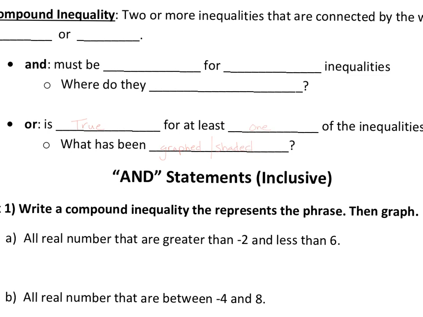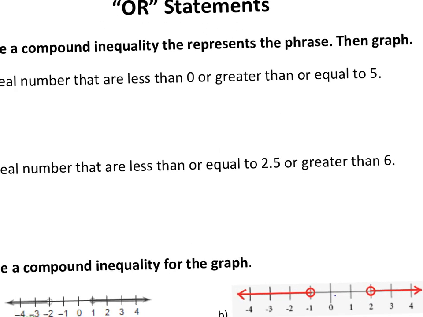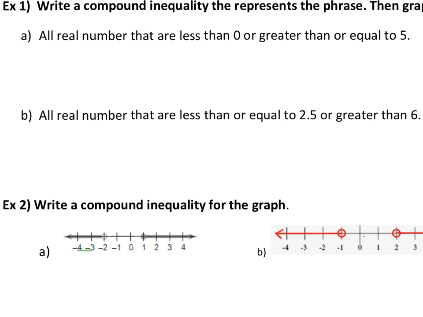All right, let's go ahead and flip to page 3 and take a look at our first example. On the or statements here, it says write a compound inequality that represents the phrase and then graph. So: all real numbers are less than 0 or greater than or equal to 5. Just keep in mind that when we see all real numbers, we're actually just putting a variable in there. So we can say x is less than 0, or we're going to put the word or in.